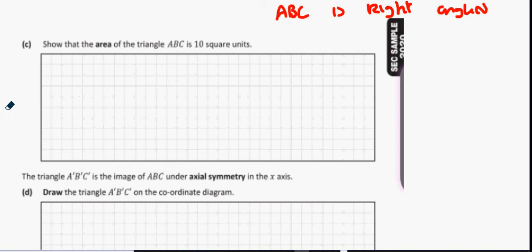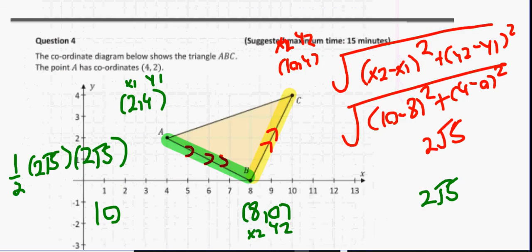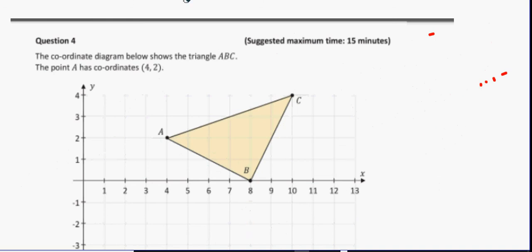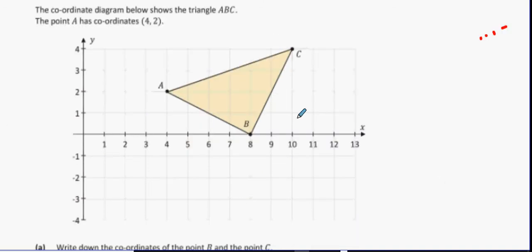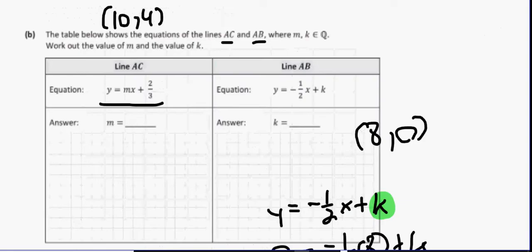The triangle A'B'C' is the image of ABC under axial symmetry in the x-axis. Draw it. Alright, lads. Axial symmetry in the x-axis, no bother. C goes down 4, then it goes down another 4. C dash. B stays where it is. 2 down, A dash. I see a lot of people not using rulers. Please, in your Junior Cert, use a ruler, otherwise you lose all your marks. That's axial symmetry in the x-axis. We cool with that? We just did that recently enough.